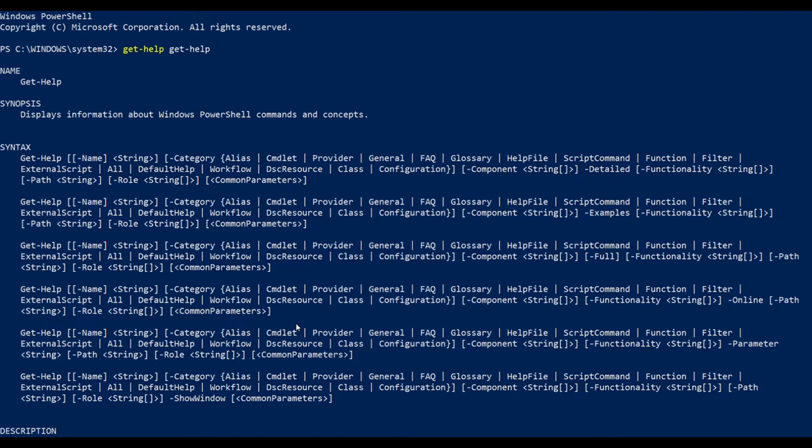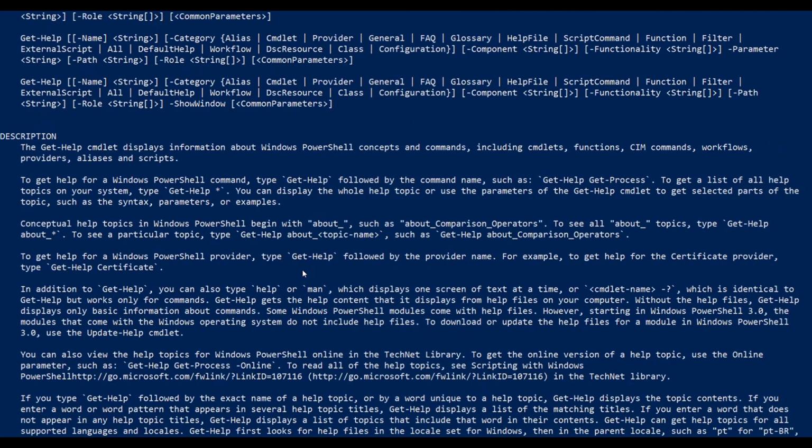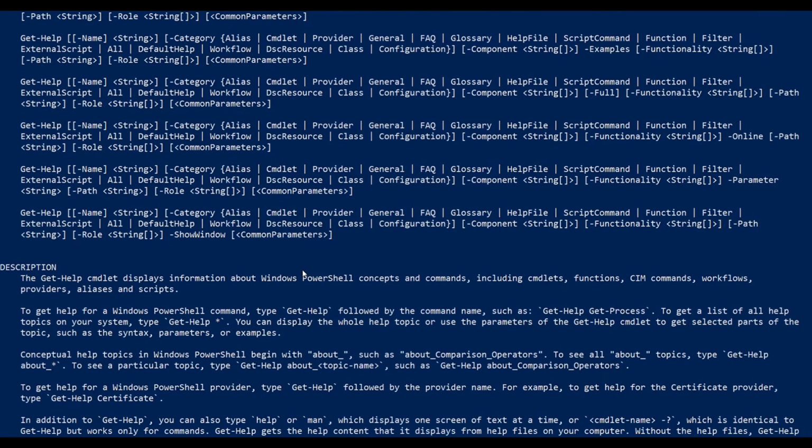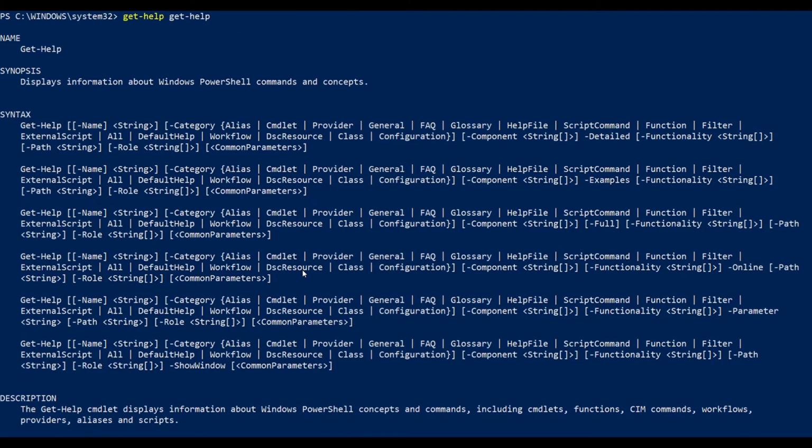So now let's see what is meant by synopsis. Synopsis is like brief information, a brief introduction about the cmdlet. And if you want to read more, you need to go to the description block and read more information about this. So in between synopsis and description, there is a block called syntax. This is the important thing that we need to look at when we use any cmdlet.